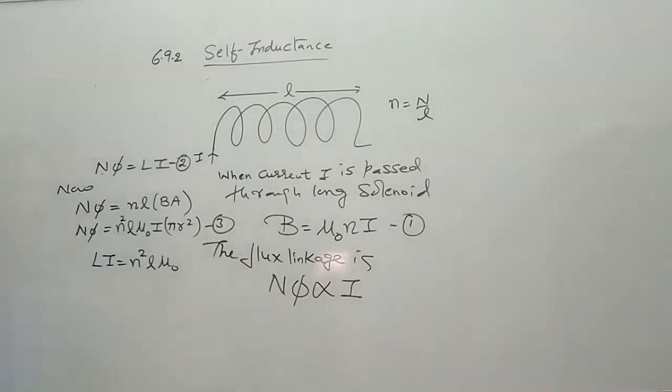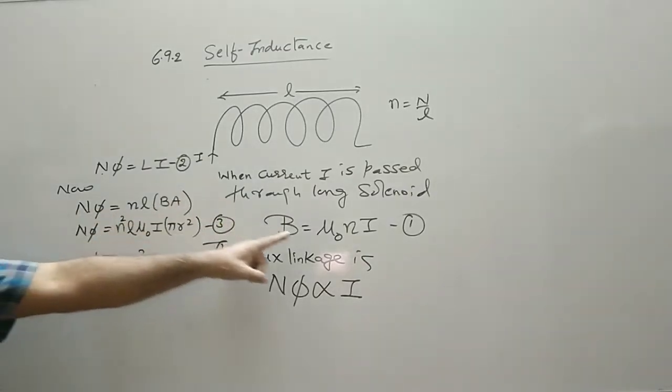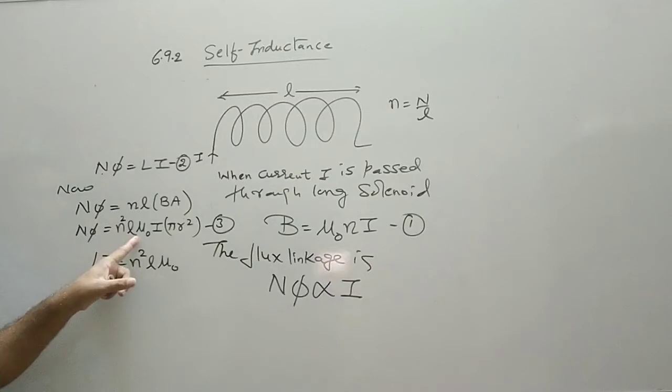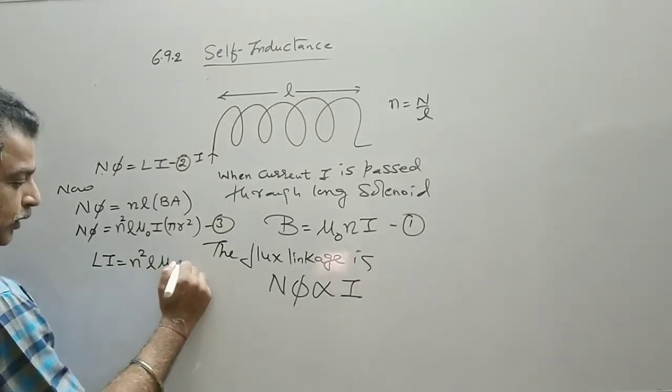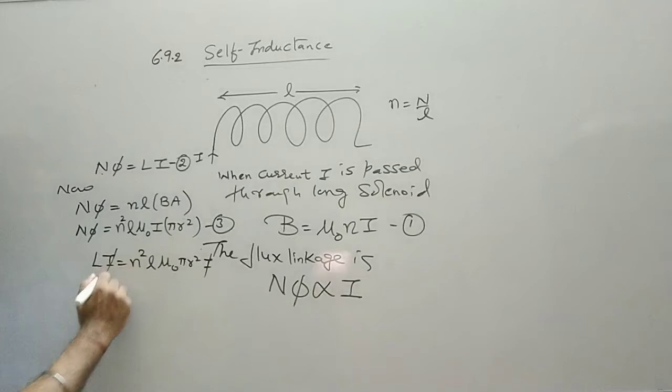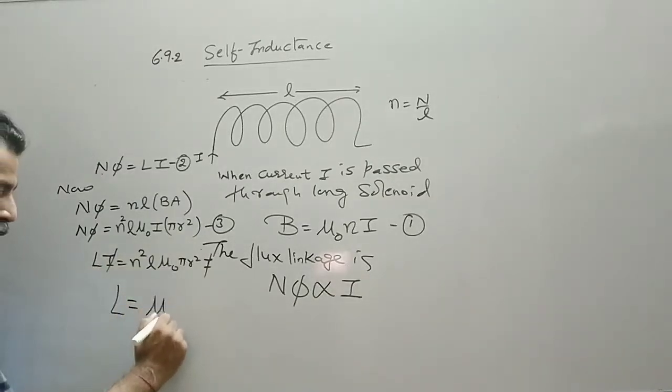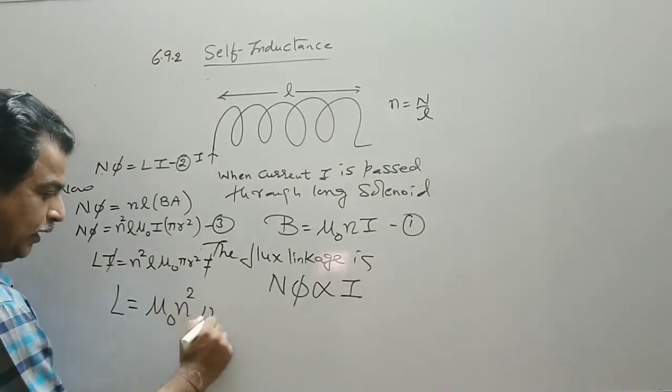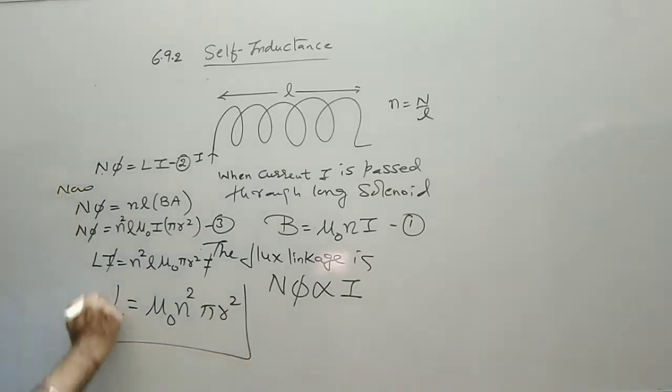So this is equation number 3. NLB is equal to mu naught n square L, that is, we substitute this equation in the place of area pi r square. So n square L mu naught pi r square into I, the I is cancelled. So L is equal to mu naught n square pi r square.